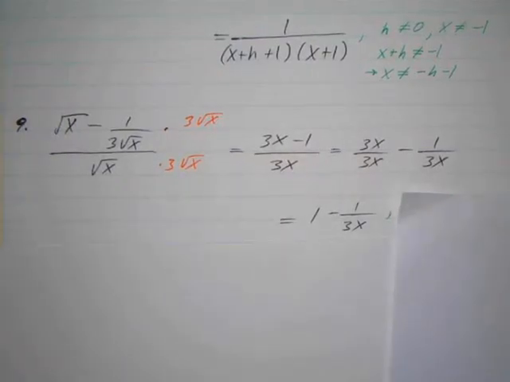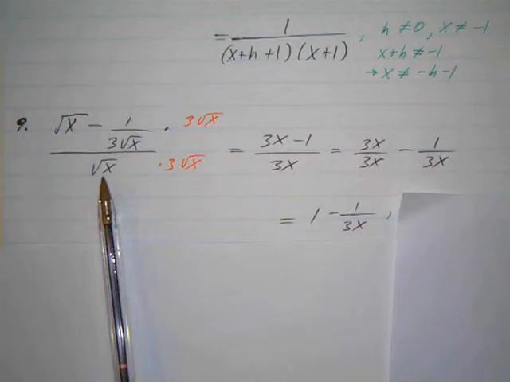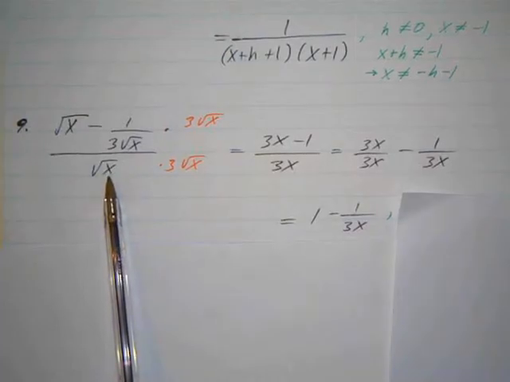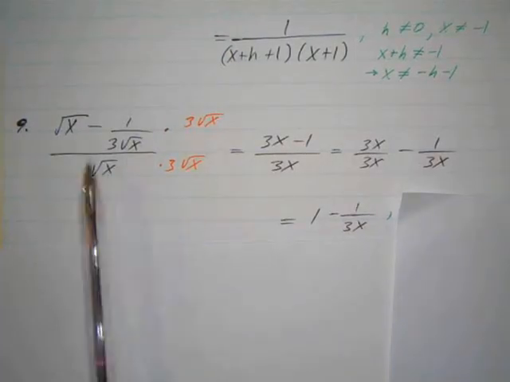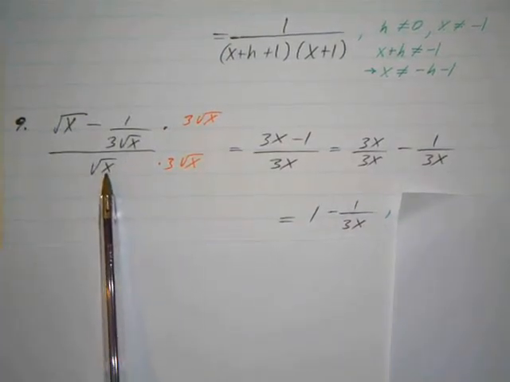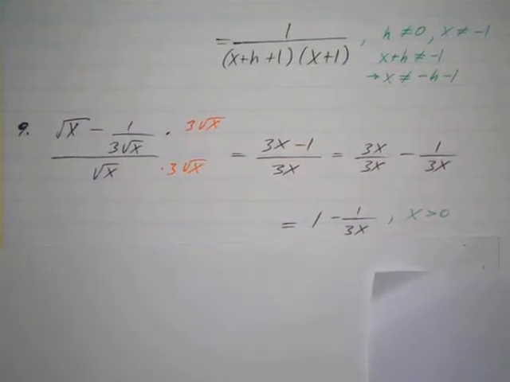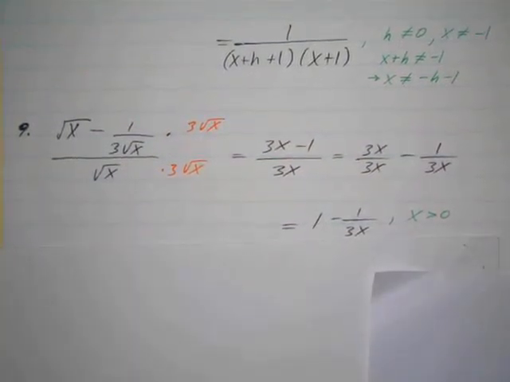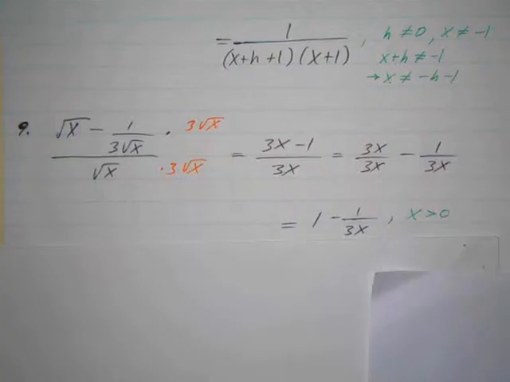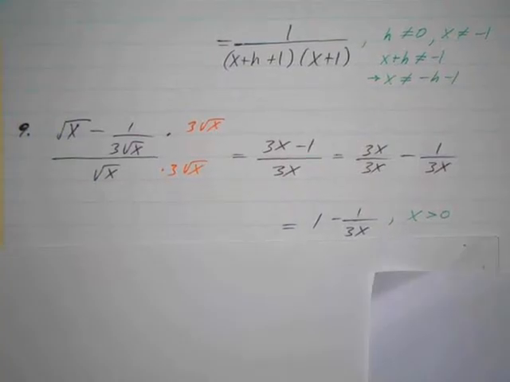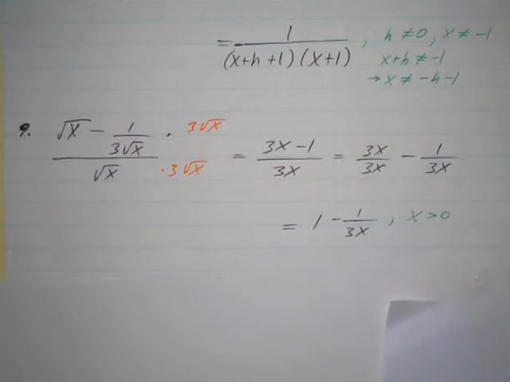Now the restrictions on the domain. Remember, for the square root of x, we can't take the square root of a negative number, and we can't have 0 in the denominator, so x must be greater than 0. It can't be equal to 0 because we have a 0 in the denominator. It can't be less than 0 because then we would have an imaginary number, a non-real number. We want to restrict these to real solutions.